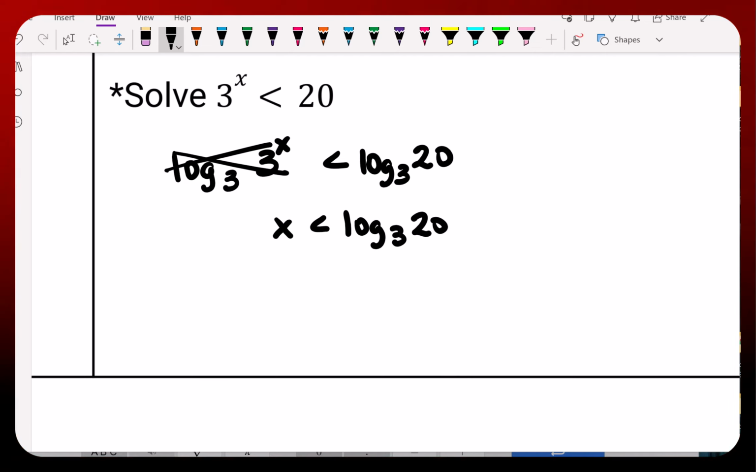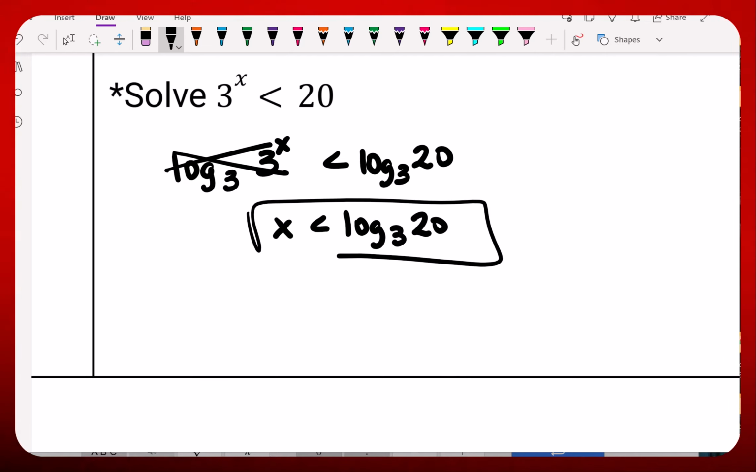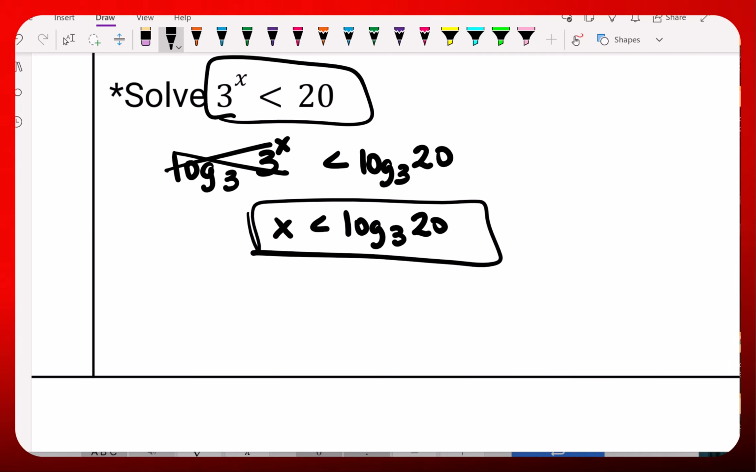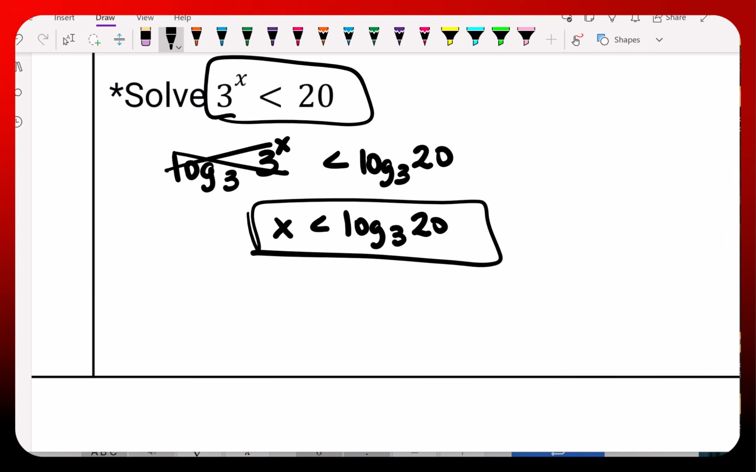of 20. This is the exact answer, but if you wanted to estimate this, type this in your calculator and get a decimal, you can very well do that. And the same thing, if you type it into Desmos exactly like this, it's going to shade less than whatever this value is. All right, that's it for today's lesson, and just let me know if you have any questions. Thanks.